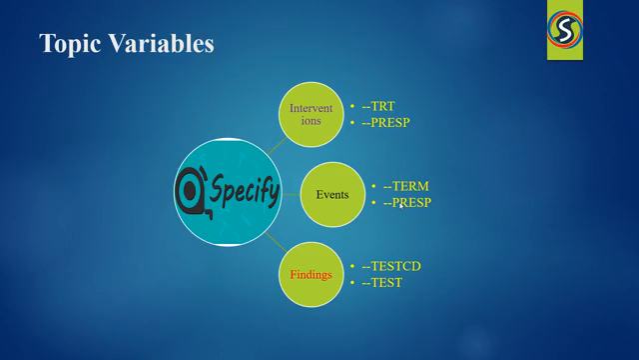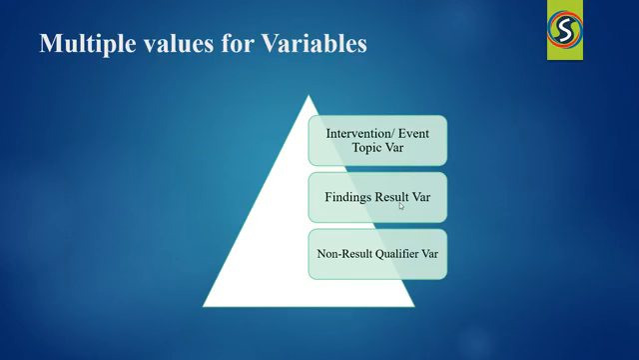Multiple values for your variable for your interventions or events topic variables. Let's discuss. Suppose multiple values are reported for a topic variable, maybe in treatment, in an interventions general observation class dataset, or term in an events general observation class dataset. It is assumed that the sponsor will split the values into multiple records, or otherwise resolve the multiplicity as per the sponsor's standard data management procedures.